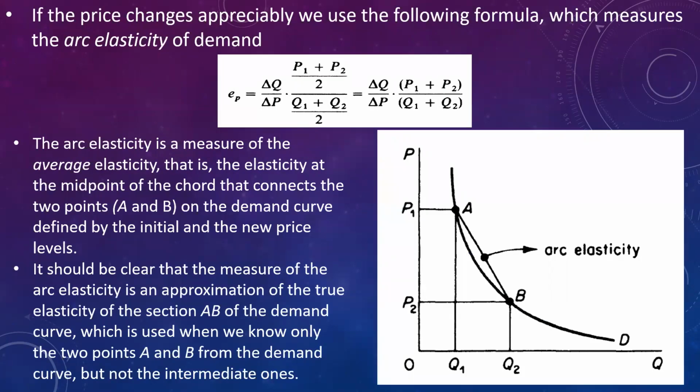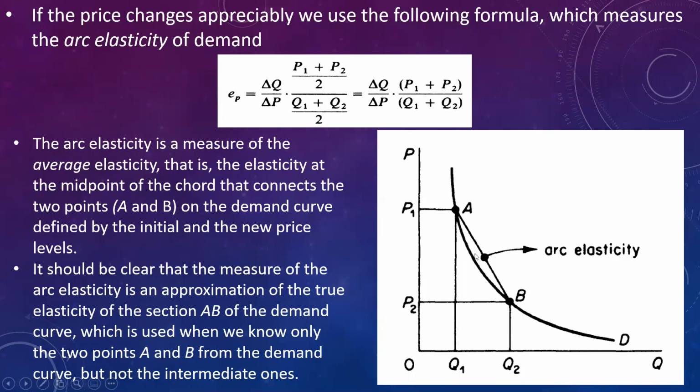Then if the price change is large, we use the arc elasticity of demand. The formula for arc elasticity of demand is Ep equals change in quantity divided by change in price, into the average of price, that is P1 plus P2 divided by 2, divided by Q1 plus Q2 divided by 2. If we simplify this, we get change in quantity divided by change in price, into P1 plus P2 divided by Q1 plus Q2. The arc elasticity is the measure of average elasticity, that is the elasticity at the midpoint of the chord that connects the two points A and B.